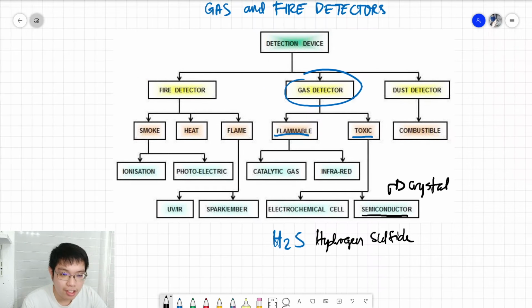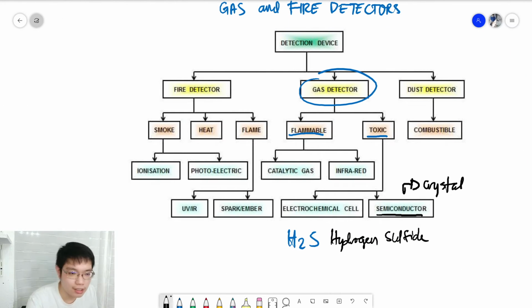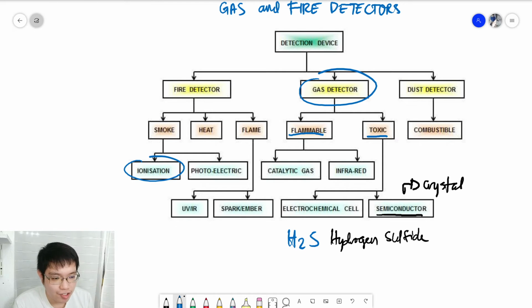So now let's move on to fire detectors: smoke, heat, and flame. So smoke detectors look at the presence of smoke in the atmosphere, which is the byproduct of a fire. We have ionization and photoelectric type. So the ionization type of smoke detectors have an ionized chamber.